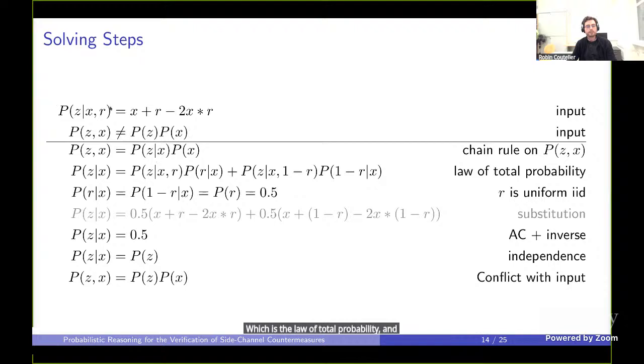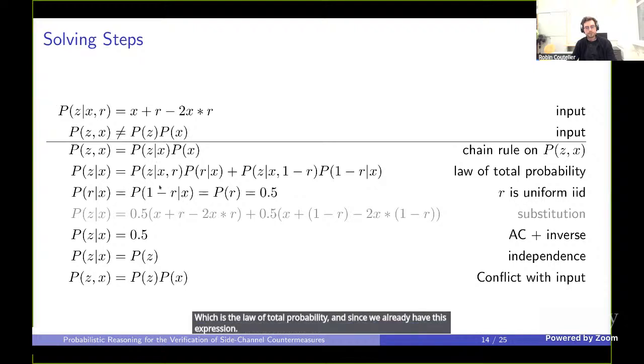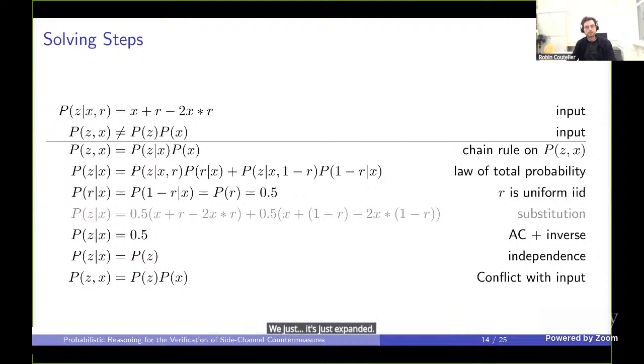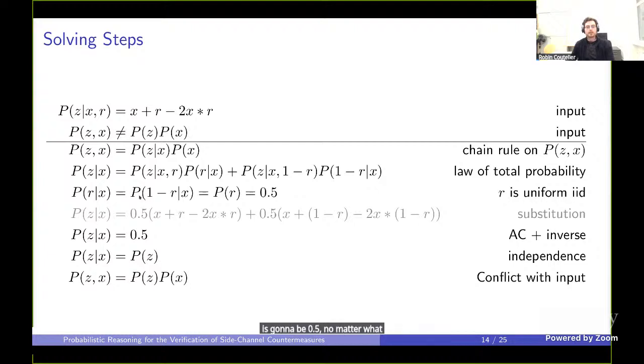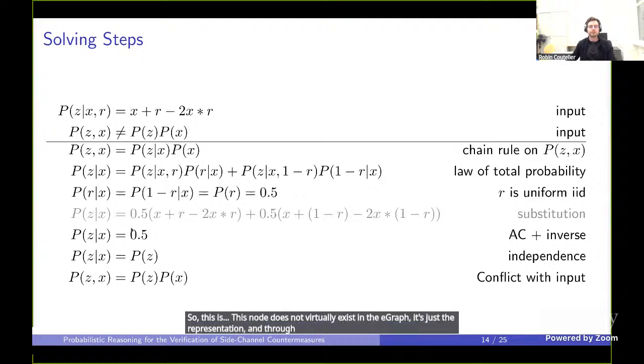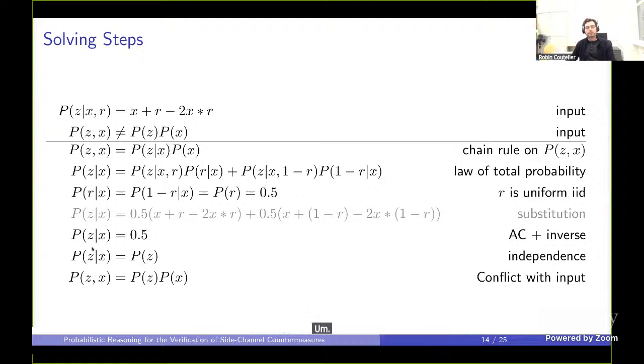And since we already have this expression, we just expand it into this P of Z given X R, and so on. But we also know that R is independent of anything, actually. So P of R given X is going to be 0.5, no matter what X is. P of 1 minus R given X is also 0.5, and P of R is also 0.5. So this node does not virtually exist in the egraph, it's just a representation. And through some arithmetic magic, we end up with concluding that P of Z given X is 0.5.